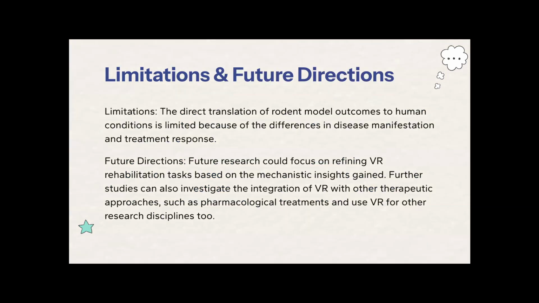So here are some limitations and future directions. So limitations: the direct translation of rodent model outcomes to human conditions may be limited by differences such as the disease manifestation and the treatment response. Also, the complexity of simulating human VR environments for rodents, it won't fully capture the human VR experience.